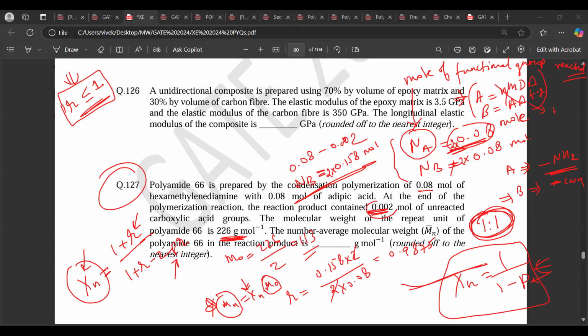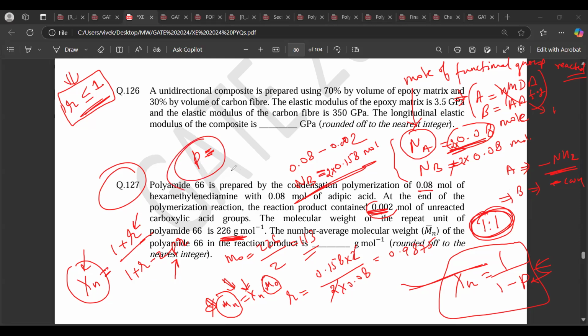I want an answer. p is the extent of reaction, right? The degree of conversion. So what is the definition of degree of conversion or extent of reaction? If you can calculate that, because you know the moles, you'll get your answer within a fraction of a second. So you just need p. You have R, you can calculate Xn, put it here, and you'll get your Mn. That's it. So how to calculate p?